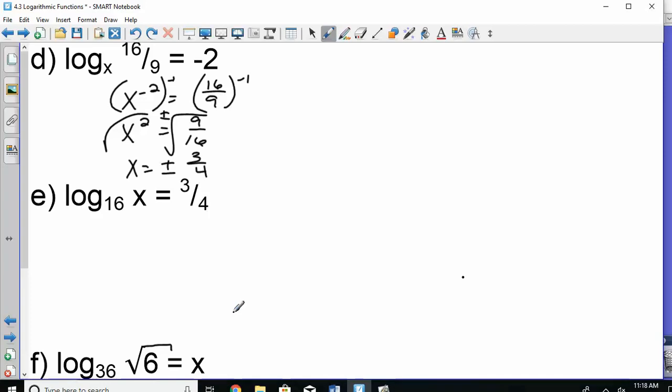Don't be fooled into thinking that you don't need to include the plus and minus, because depending on the problem, you might need the negative at some point. For instance, if this had been like a negative x, then the negative 3/4 would work, but the positive wouldn't. So just be cautious. Don't just always assume the negative won't work. Take the time to check it. So 3/4 is our answer there.